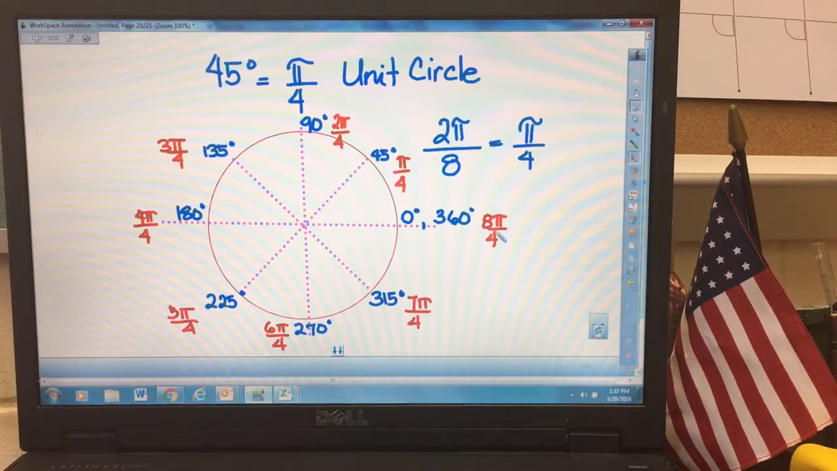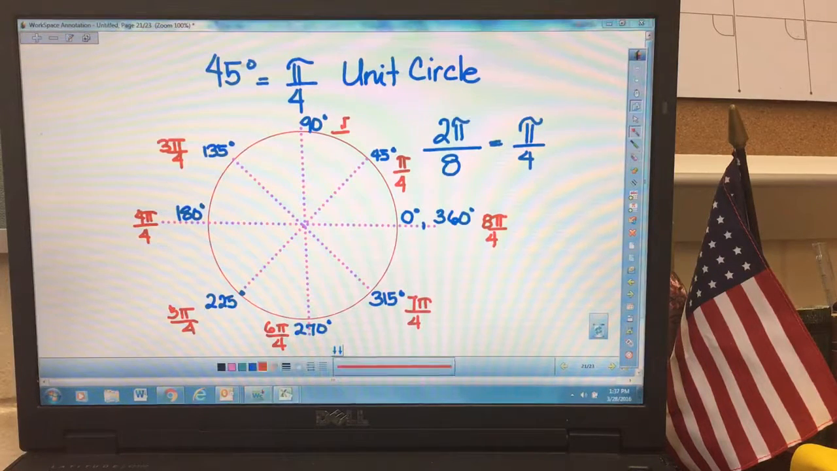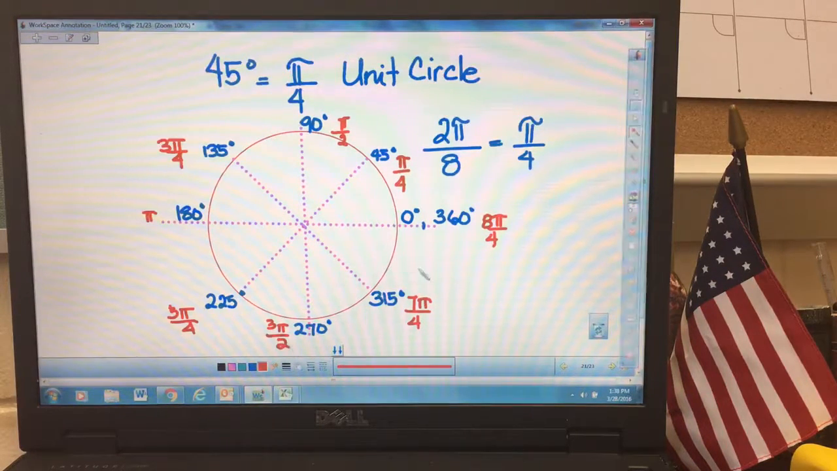So simplifying them, the 2 pi over 4 will just give you a pi over 2. The 4 pi over 4 will just give you a pi. The 6 pi over 4 is a 3 pi over 2. And the 8 pi over 4 will just give you a simple 2 pi, once simplified. And guys, this is your 45-degree or pi over 4 unit circle.